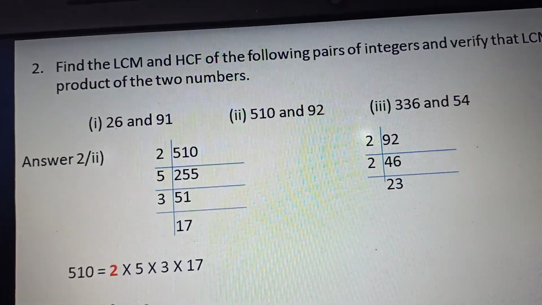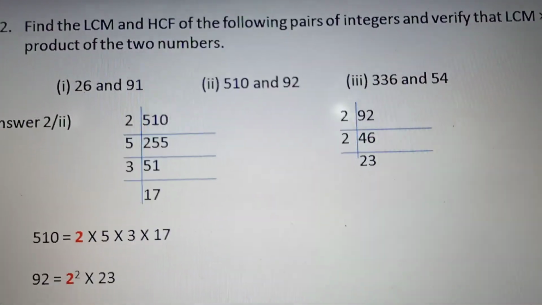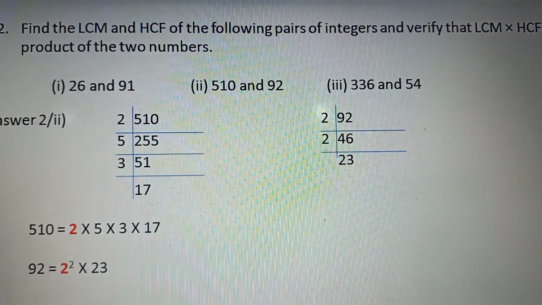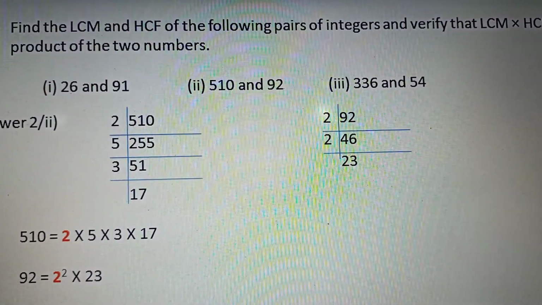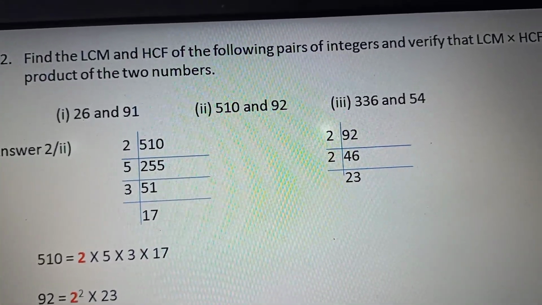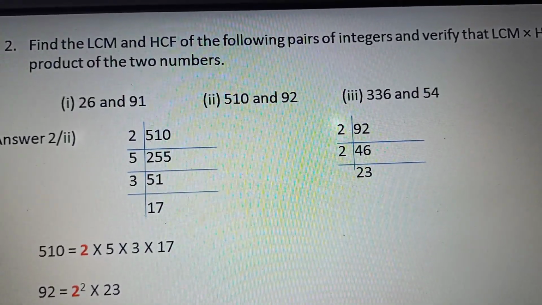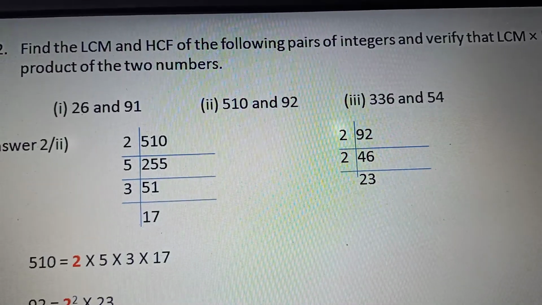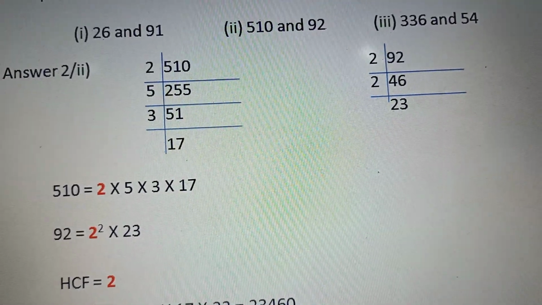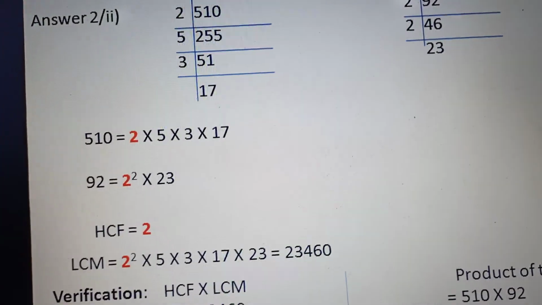Exercise 1.2, question number 2. Find LCM and HCF of the following pairs of integers and verify that LCM into HCF is equal to the product of the two numbers. Here questions 1, 2, 3 are given. So number 2: find HCF and LCM of 510 and 92. First, find the prime factors of 510. So 510 is equal to 2 into 5 into 3 into 17, and 92 is equal to 2 into 2, that is 2 square into 23.